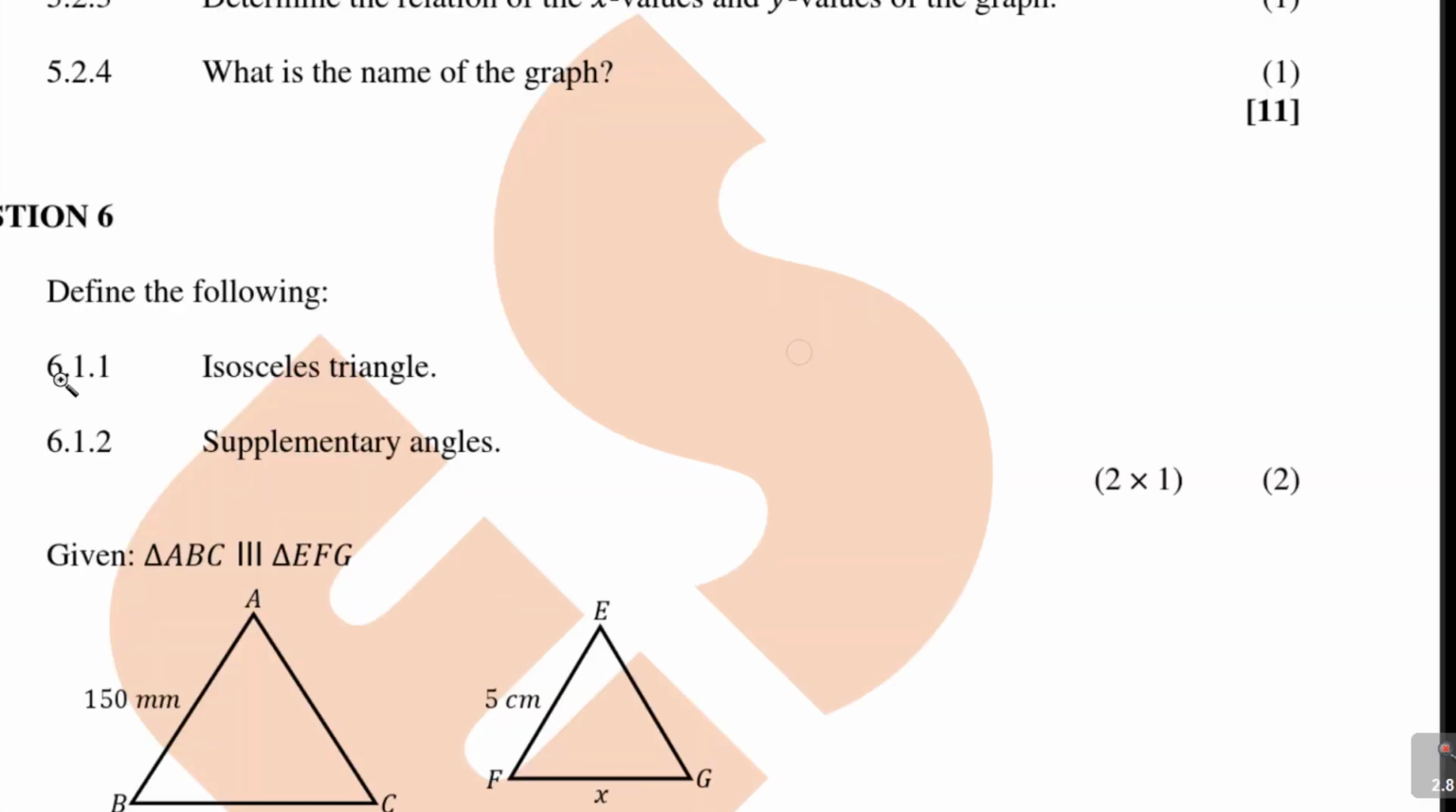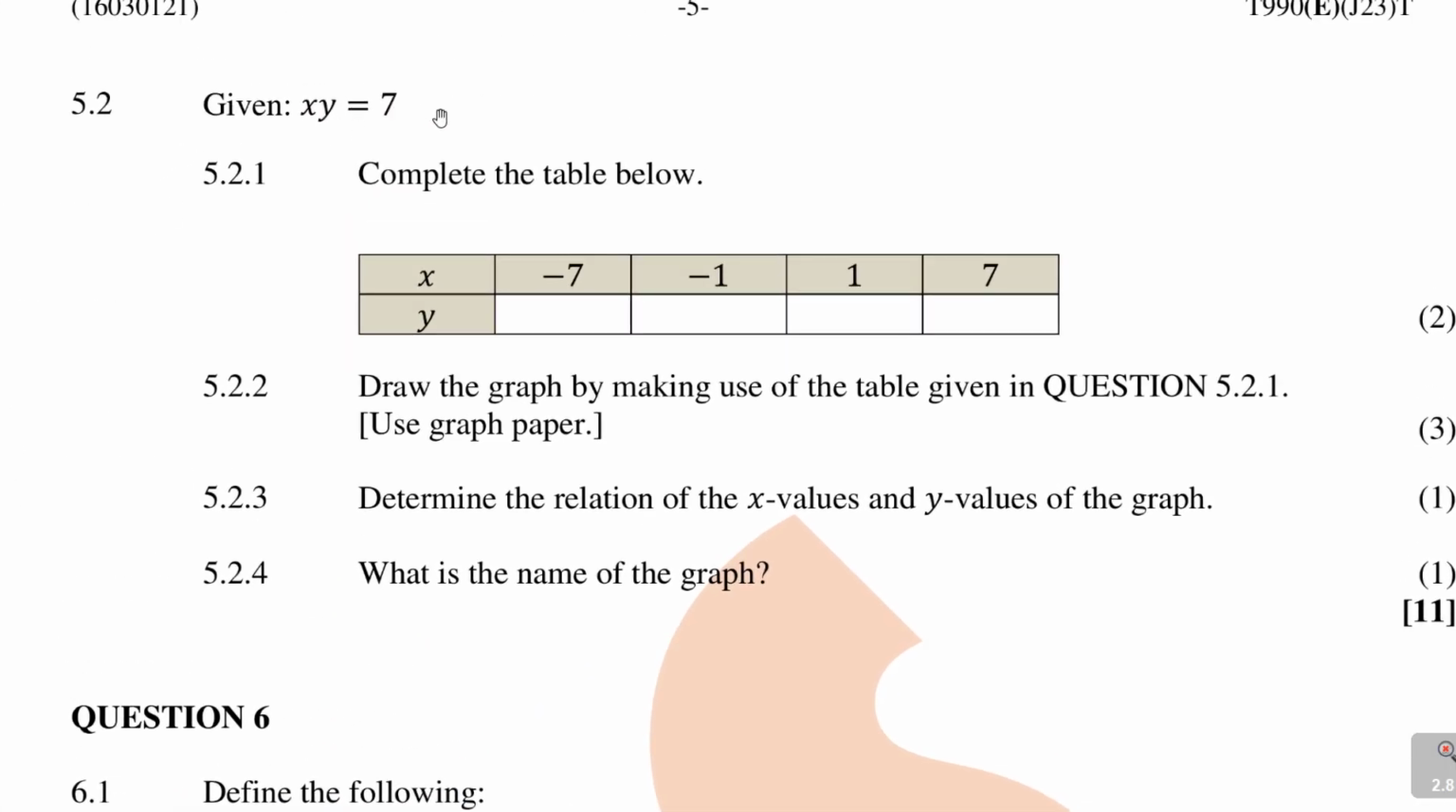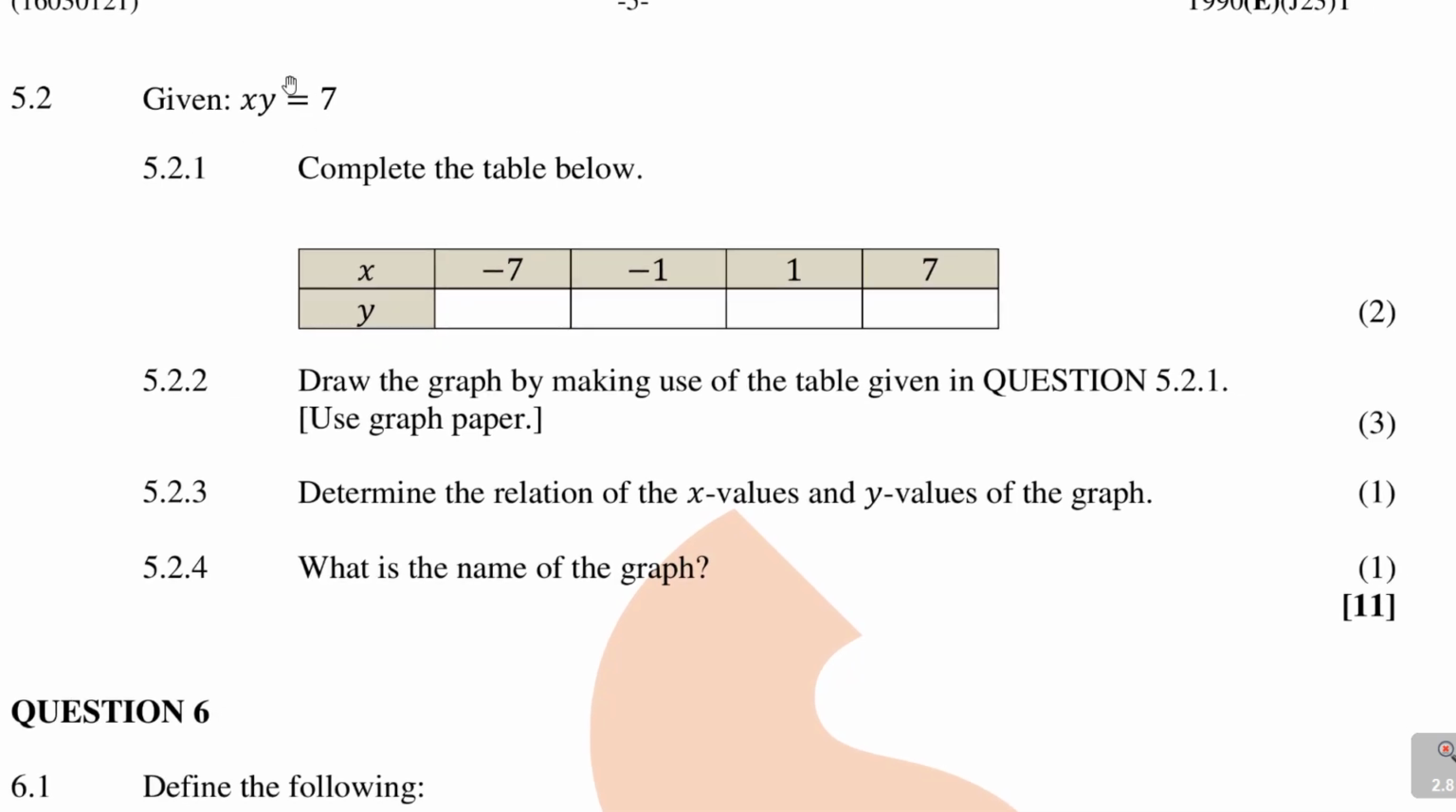And on the sketching now of this graph, look at this one. It says given xy is equal to 7. What type of graph is this? xy is equal to 7. You see? I forgot that. Yeah, it's a hyperbola. This one. Hyperbola.